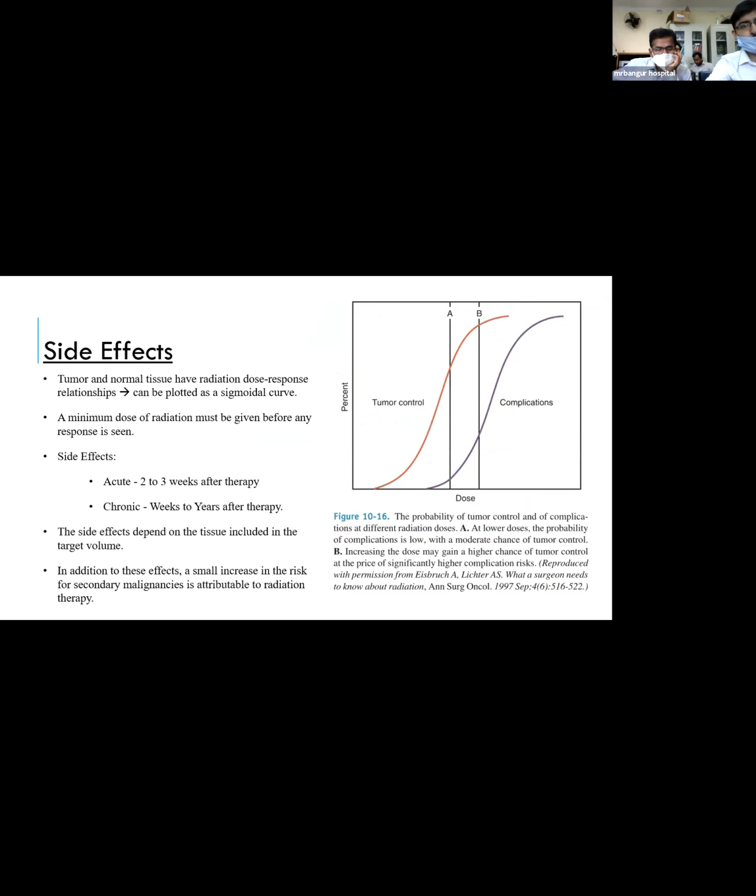Now the side effects, we see that the side effects can be acute or chronic. Acute occur within 2 to 3 weeks of therapy, and chronic occur within weeks and years of the therapy. And they can be plotted on a sigmoid curve. As we can see from this curve, with increasing dose, at a lesser dose the chance of complications is less, but the tumor control is also less. And as we increase the dose, tumor control increases, but there is a higher risk of complications occurring.